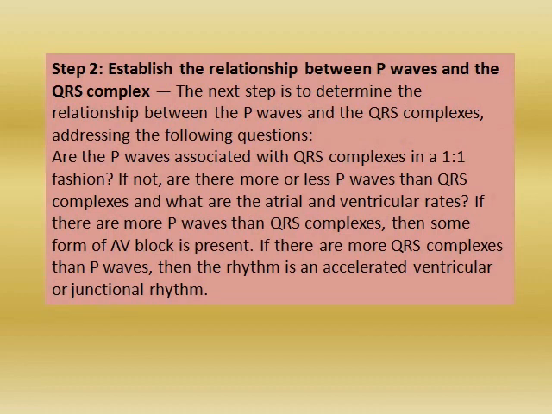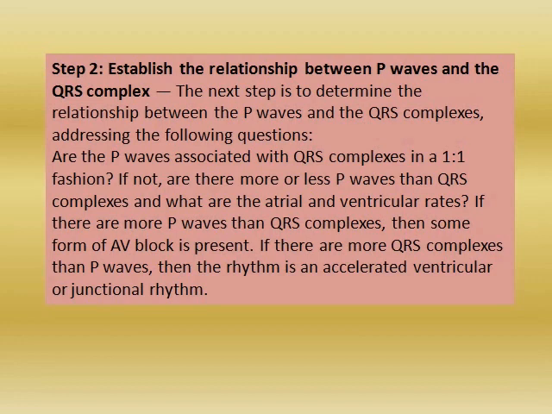Now we will go to step 2. Establish the relationship between the P wave and the QRS complex. The next step is to determine the relationship between the P wave and the QRS complex, addressing the following questions. Are the P waves associated with the QRS complex in a 1:1 fashion? If not, are there more or fewer P waves than QRS complexes? And what are the atrial and ventricular rates?